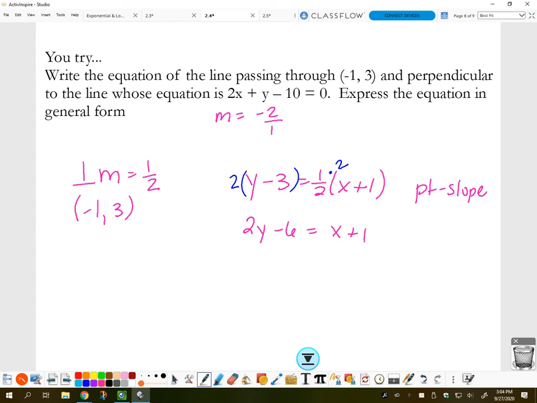Okay, so now I want everybody on the same side, and since x is positive, I'm going to move these over there with it. So subtract the 2y, add the 6. So 0 is equal to x minus 2y plus 7.